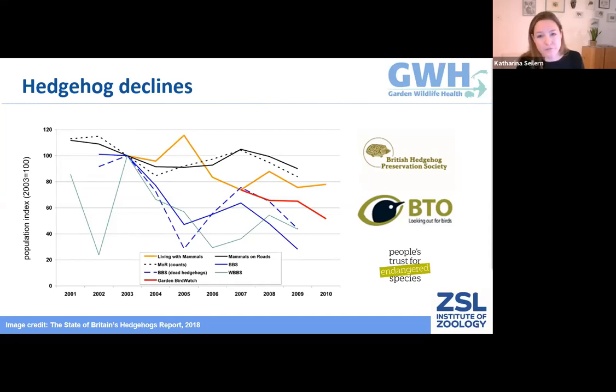British hedgehogs have been rapidly declining over the last 25 years. And it's now estimated that we have lost at least a third, so over 30%, maybe even up to half of our hedgehog population. And hedgehogs have recently been listed as a vulnerable species by the IUCN.